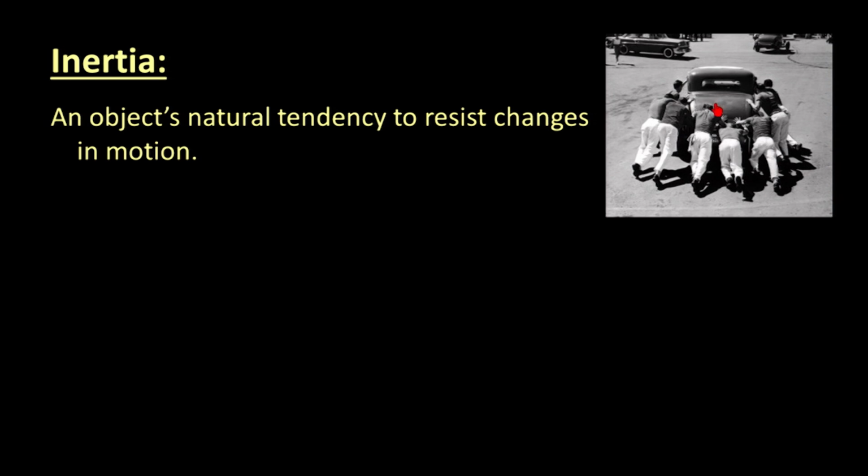Once you want to stop the car, then of course it usually takes a couple of people to run around to the front of the car and put in a great deal of effort to make it stop, because it's an object in motion. Now you want to change that. You want to stop it, so you have to overcome its inertia. So inertia can be a body at rest. Inertia could also be a body in motion. And it is the natural tendency for an object to resist any changes in what it's doing.